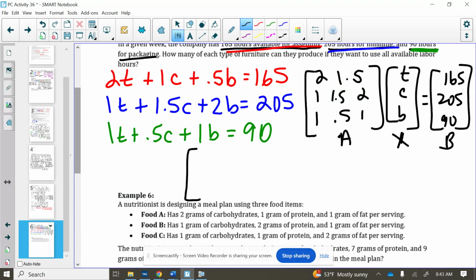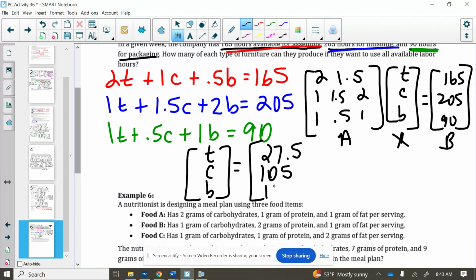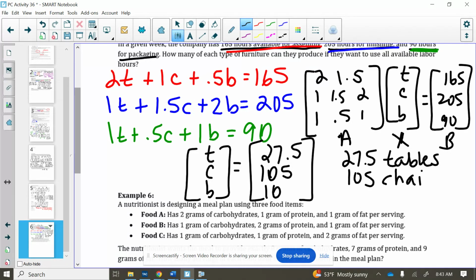Now, the problem with this is I don't really know how you're only making 27.5 tables. So maybe they either find a way to only make 27 or round up to 28. But if they can use 27.5 tables, 105 chairs, and 10 bookshelves, that's going to be the best use of their time to maximize based on their timing.